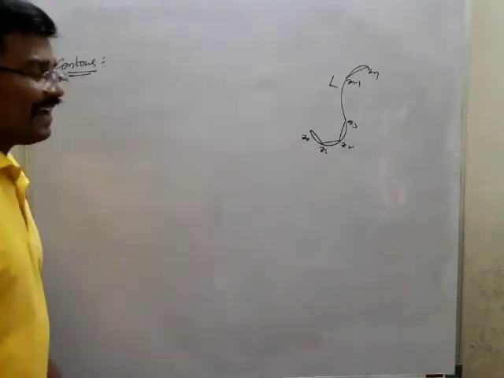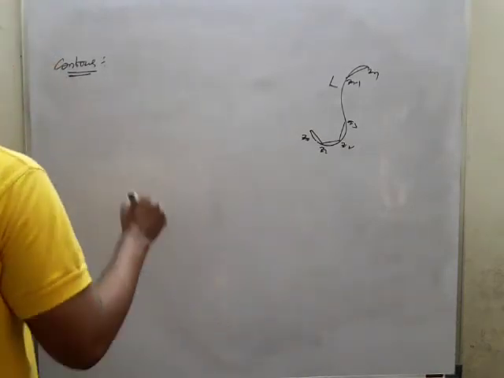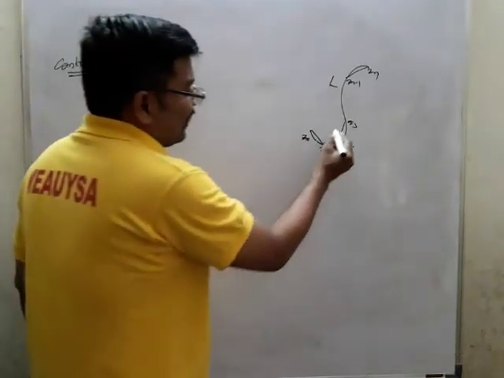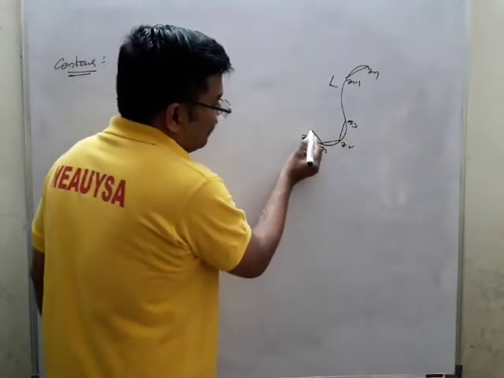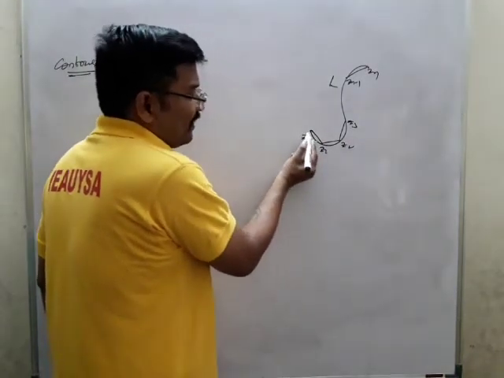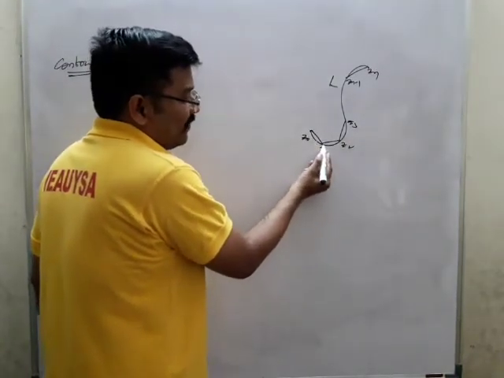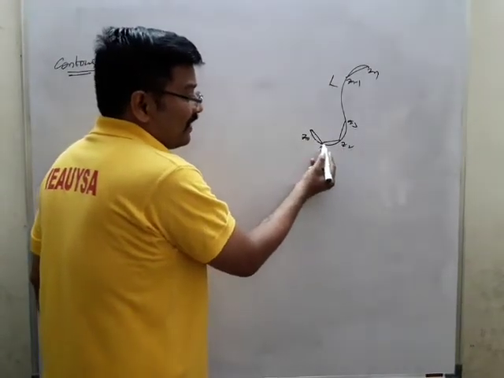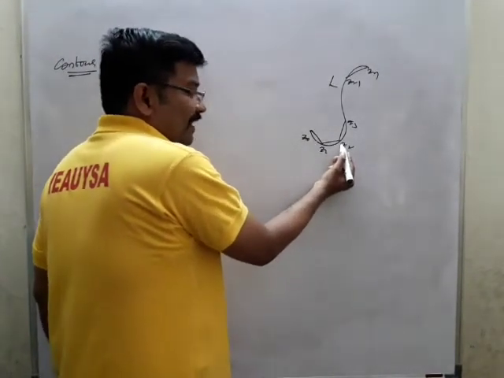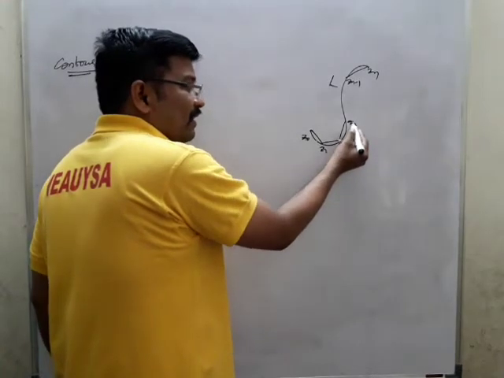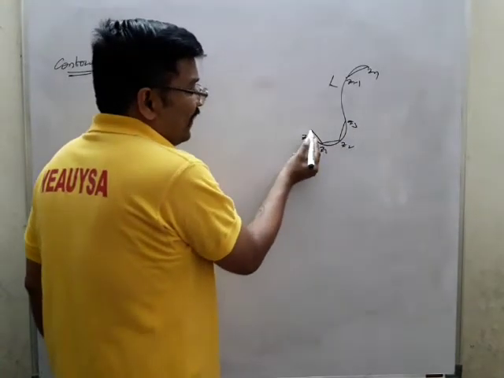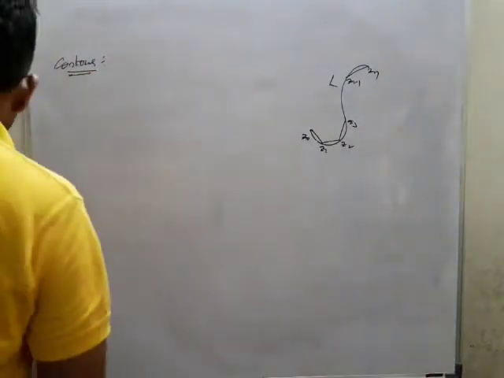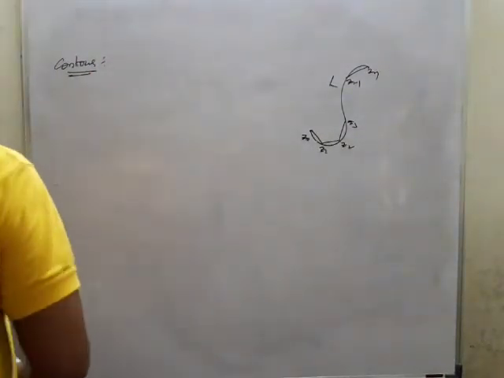A contour is a continuous chain of a finite number of regular arcs. From here to here it is joined, meaning the initial point of this one and the final point of this one. This final point becomes the initial point of the next arc. So it is joined here like this, and the final point of this one is joined to the initial point of the Z3 arc. So a contour is a continuous chain of a finite number of regular arcs joined together.